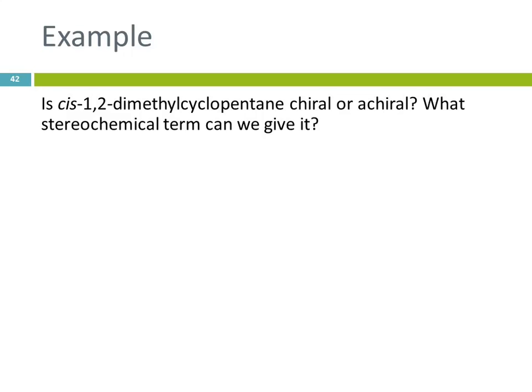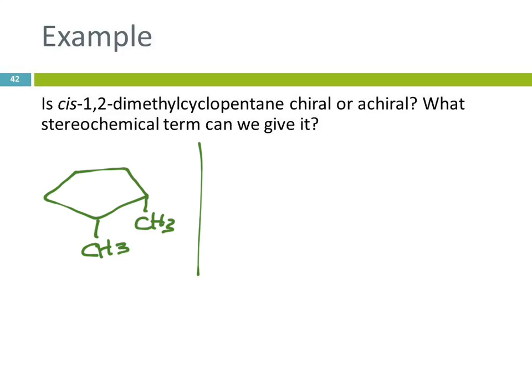Is cis 1,2-dimethylcyclopentane chiral or achiral? Well, thankfully, that's very similar to the thing we just drew. Cis tells us what about those two methyl groups? They'll be on the same side. So I'm going to put them on the bottom of the ring, underneath the ring. So that is cis. And then I'm going to draw the mirror image.